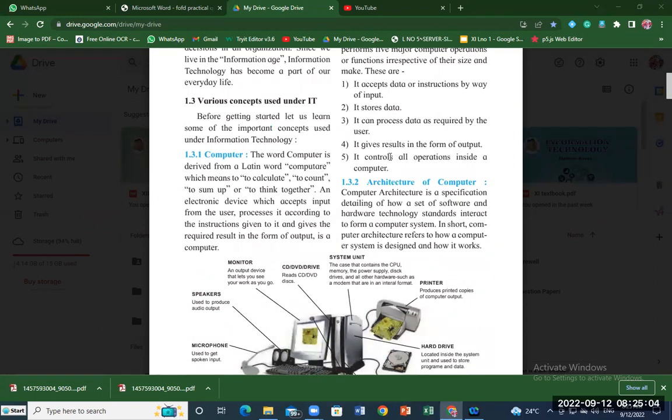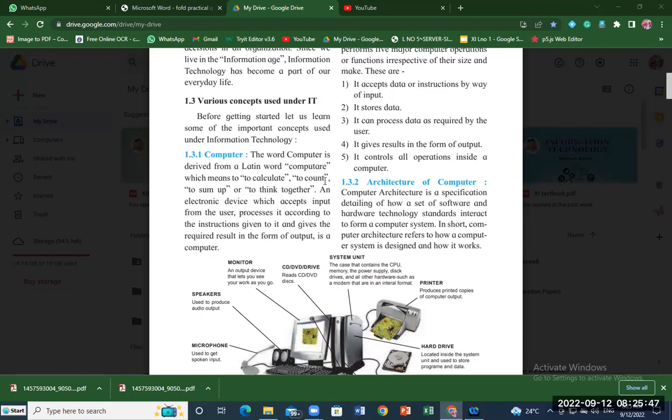Now, various concepts under IT. What are the various concepts under IT? Before getting started, let us learn some of the important concepts used under information technology. The first concept is computer. Now, what is a computer? In detail, it has been given here. The word computer is derived from a Latin word, computare, which means to calculate, to count, to sum up, or to think together. These are the processes this device does: calculate, count, sum up, think, right?